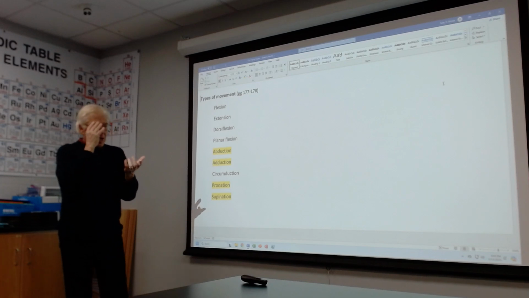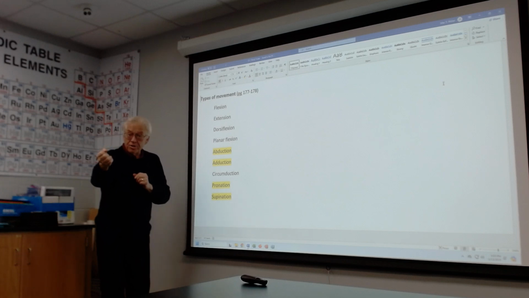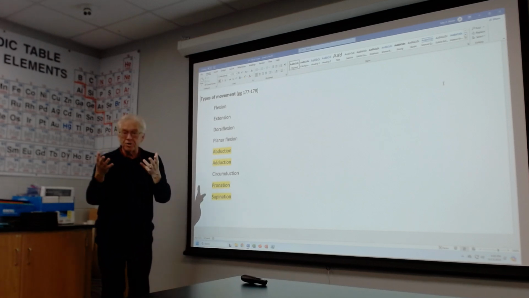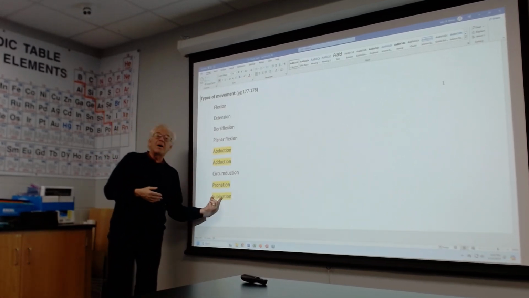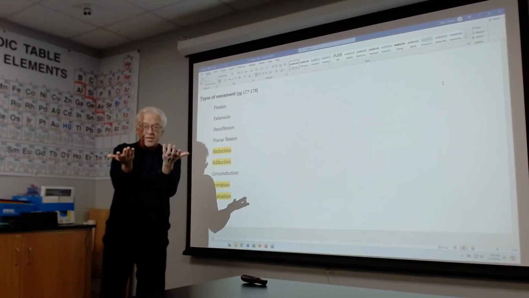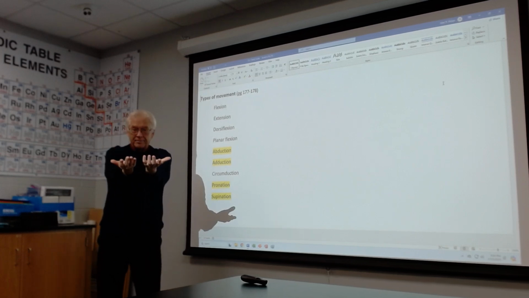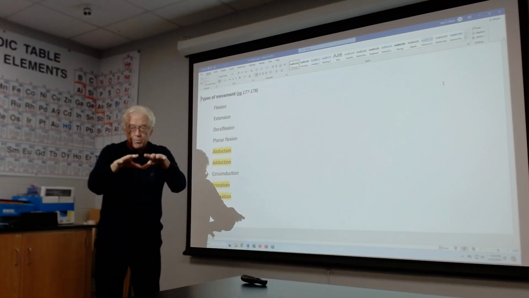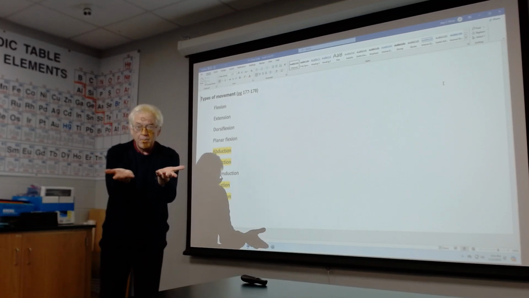Just to give you an idea, you're watching your CSI show, and the body was found in a prone position. Or the body was found in a supine position. Well, I can do the same thing with my arms. This is prone. This is supine. Prone, palms down, face down. Supine, face up, palms up.